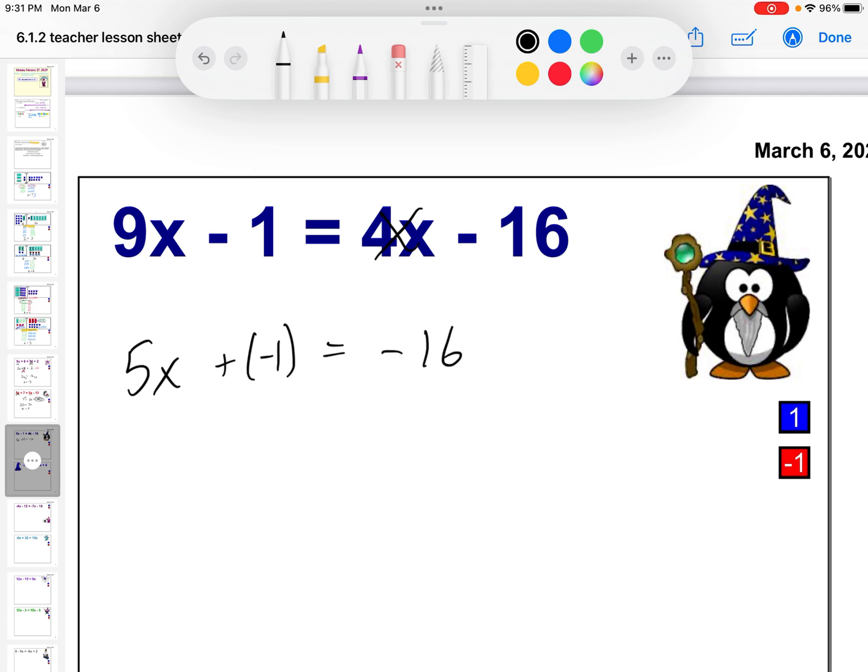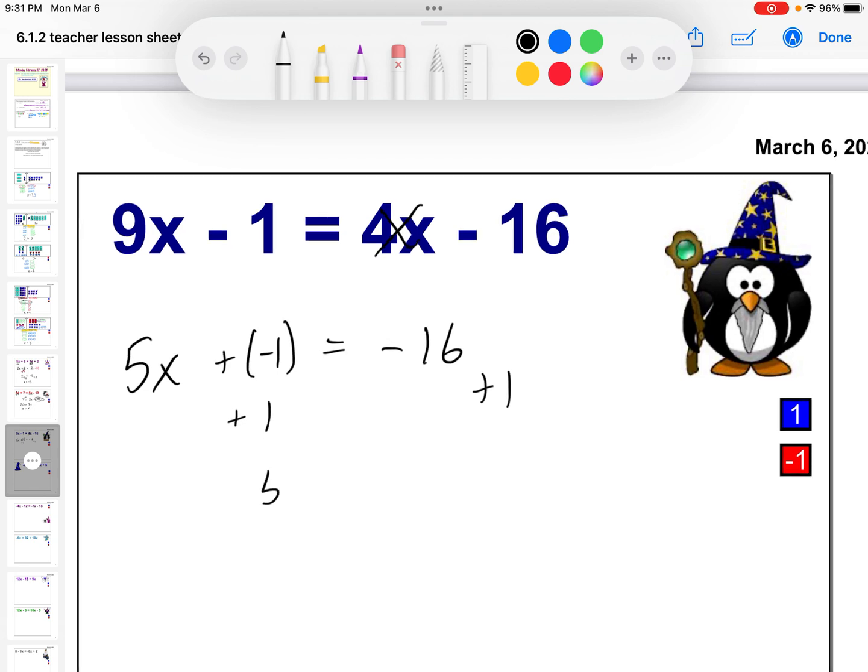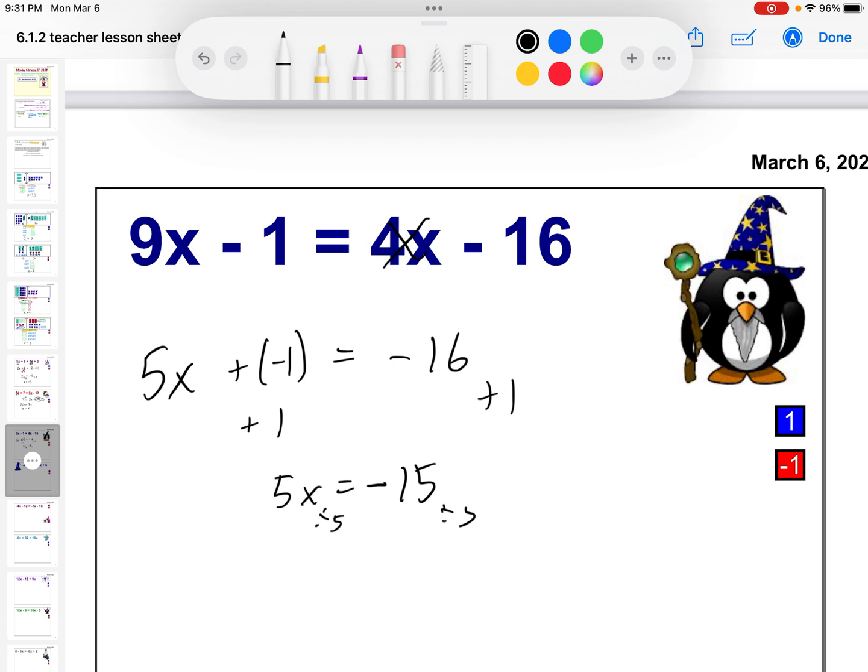I always keep putting those as a plus negative tiles because then it says, oh yeah, that's like adding a +1 tile. I got to do the same thing over here, don't I? Keep that balance. So I have 5 x tiles on the left. On the right, I have 15 negative tiles, don't I? Divide those into 5 separate groups. What do I have? Each x group would have -3 1-unit tiles on there.